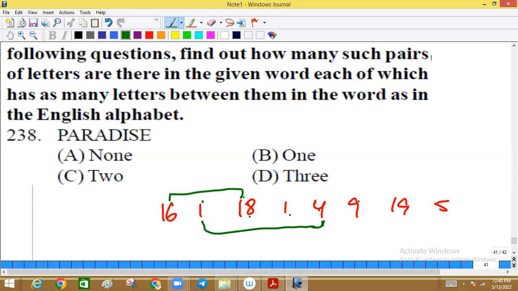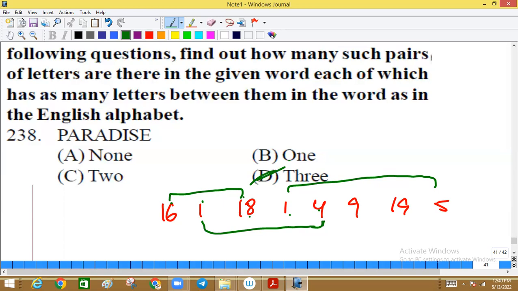Now come to 18. 18, 19, 20, 21, not possible. Back also not possible, because 18 means 19, 20. No, all are less than 20. Now come to 1. 1, 2, 3, 4, 5. So this is one more pair. Got it? So how many pairs did I get? 3. That is the answer.